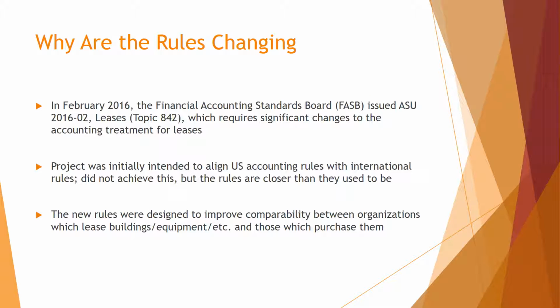The specific changes I'm talking about are the issuance of Accounting Standards Update 2016-02, which was issued in February 2016 by the Financial Accounting Standards Board in the United States, which requires significant changes to accounting treatment for leases under American Generally Accepted Accounting Principles for all types of entities that follow FASB.